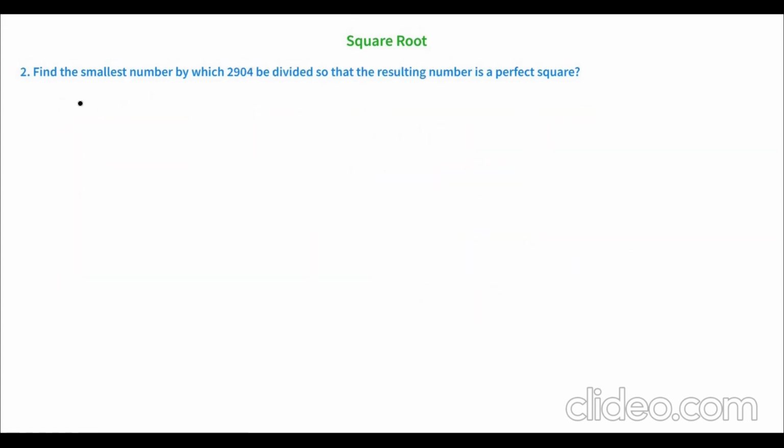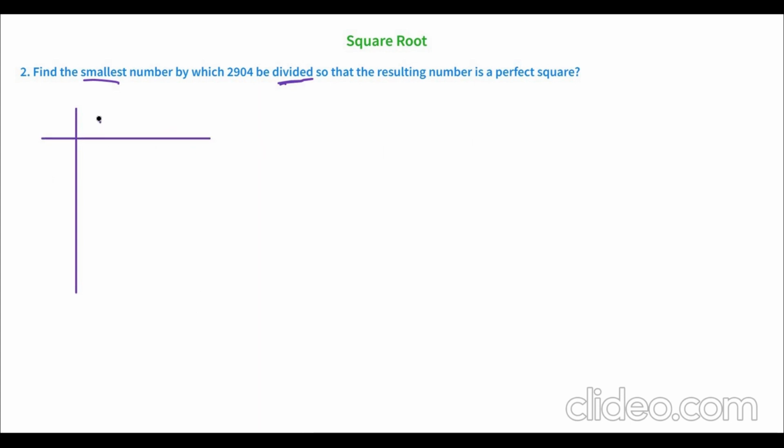So now let's see a second example. Find the smallest number by which 2904 must be divided so that the resulting number is a perfect square. In the previous question, we were multiplying a number. Now the main statement given is to divide, and this also should be the smallest number. So as we did in the previous question, for 2904 we will first use the prime factorization method. So let's start doing the question.